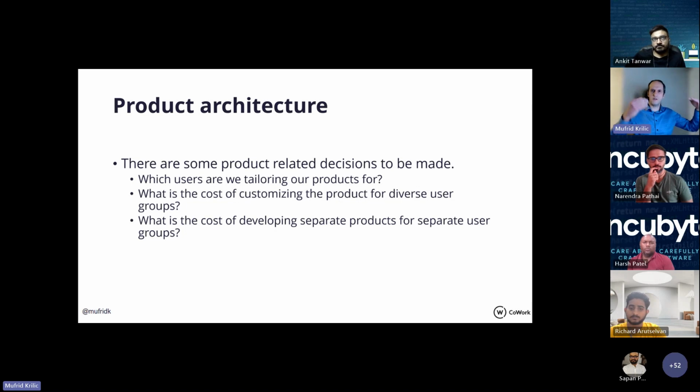What are the trade-offs here? The cost of customization can be very high on complexity level. However, the cost of developing separate products could be very high initially. So you get these deep product architecture issues to answer. Okay, so that will lead to some really interesting conversations in your organization once you get there. And so let's wrap up here.